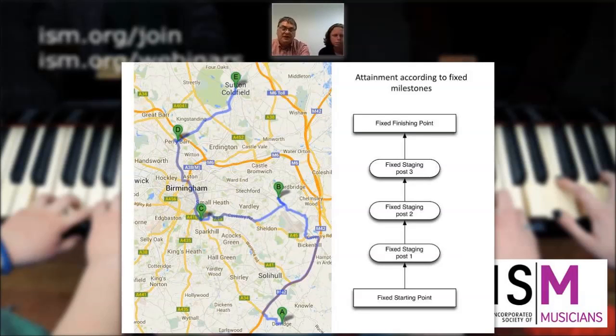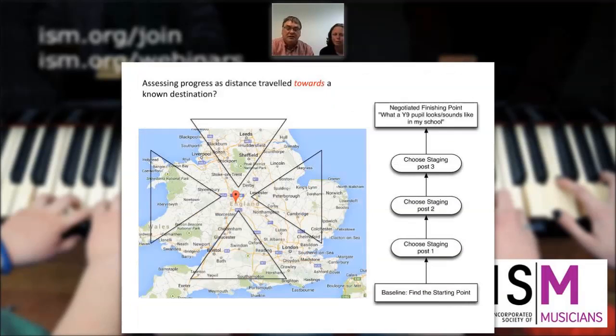Now, what this requires is a fixed starting point. In other words, all the pupils have to be in Dorridge before they move on to point B, fixed staging post 1 just outside Fautley. Then they move on to the next fixed staging post, which is in Small Heath, point C. Then I chose point D, Perry Bar, because that's where Birmingham City University is. And then finally, you might want to end up in Sutton Coldfield for the shopping. But these are very fixed points. You're taking all the pupils with you on the journey as you do it. Now, I'm not saying there's anything wrong in this system, but this is an example of the way that people think about attainment as being done according to fixed milestones.